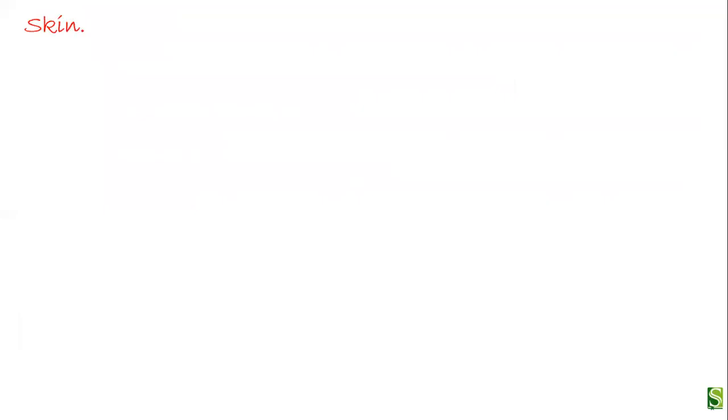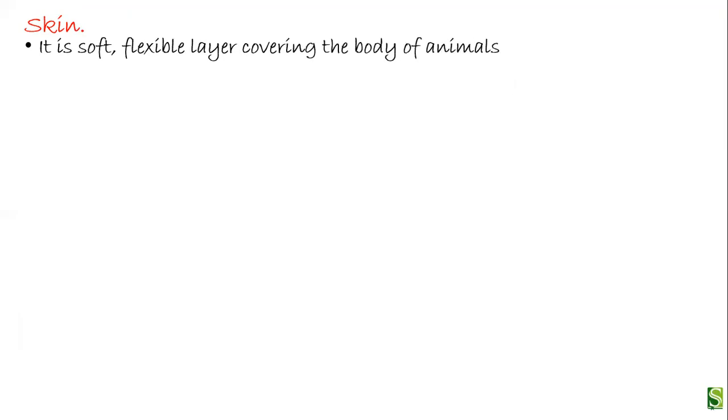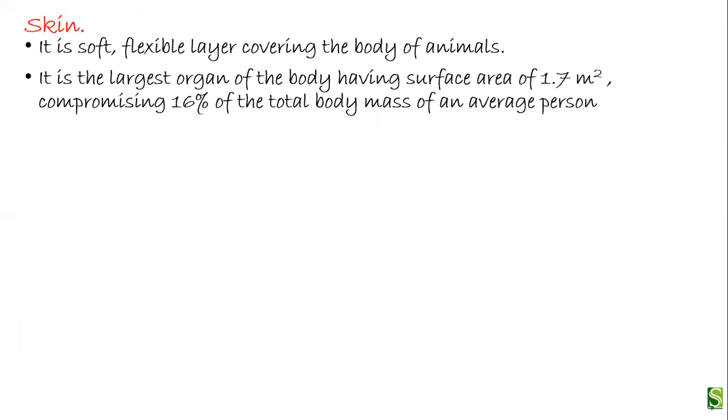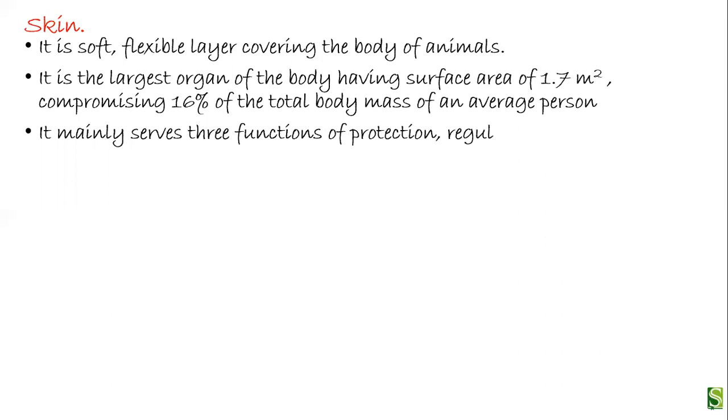Now let us take a look at the skin. The skin is a soft and flexible layer, and it covers the body of animals. So we can say skin protects the internal organs from the external environment. Skin is the largest organ of the body, and it has a surface area around 1.7 to 1.8 square meters. In an average adult, skin comprises 16% of the total body mass. It mainly serves three functions.